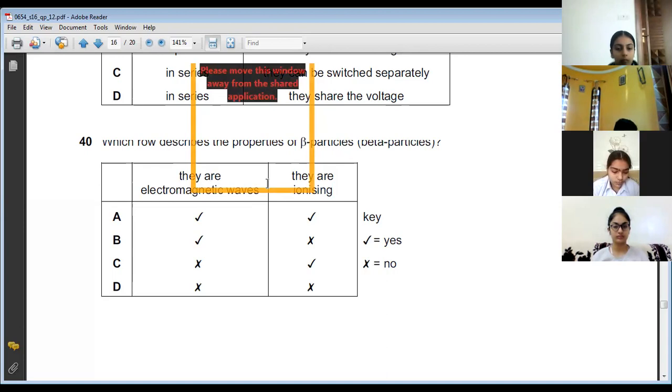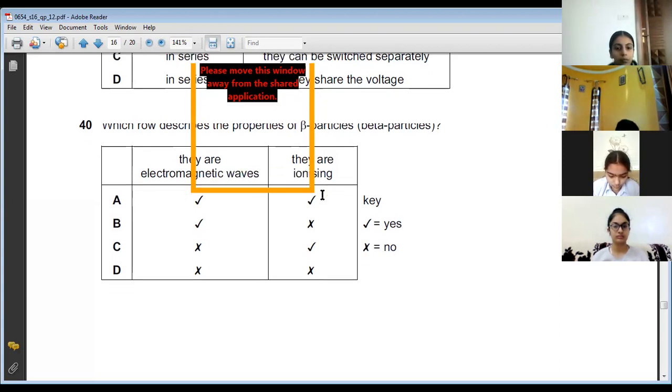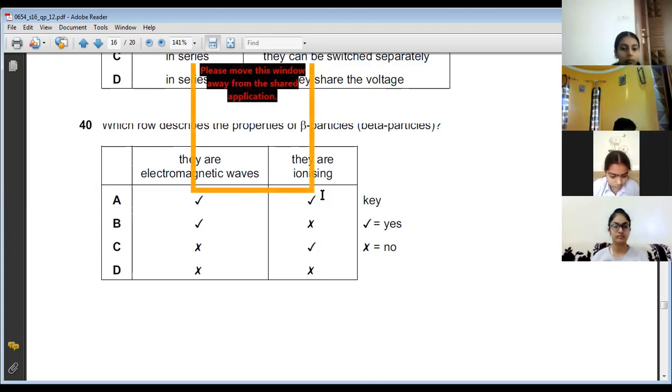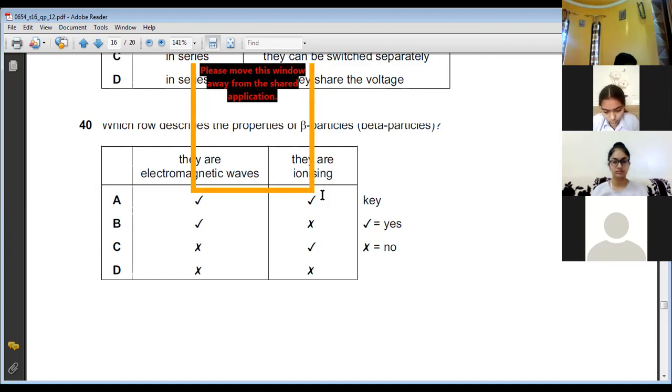Okay, Navjot, which answer are you giving? Ma'am, C. Okay, let's read it out. Beta particles, they are electromagnetic waves and they are ionizing. Okay, they are not electromagnetic waves, first of all. So you will be having the option C and D, one of the two. So they are ionizing. Yes, they are ionizing. Very good. C is the correct option.